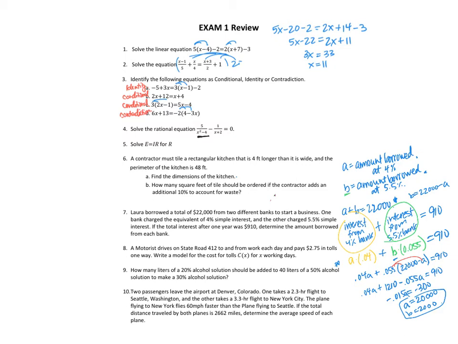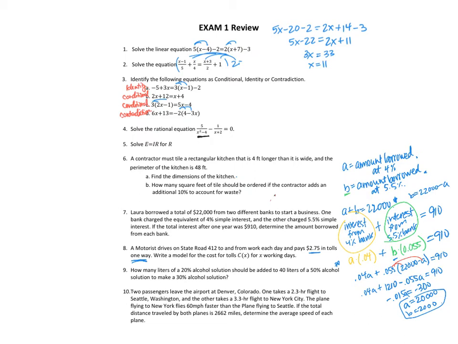So the next problem says a motorist drives on State Road 412 to and from work each day and pays $2.75 in tolls one way. Write a model for the cost of tolls C of X for X working days. So if we think about this $2.75, that is one direction. So what does that mean? That means each day they're paying two of those because they have to go to work and also come home from work.